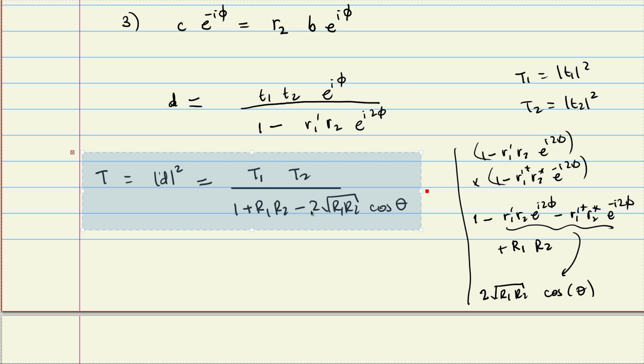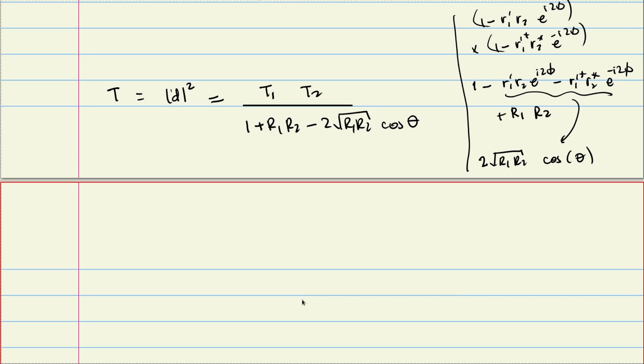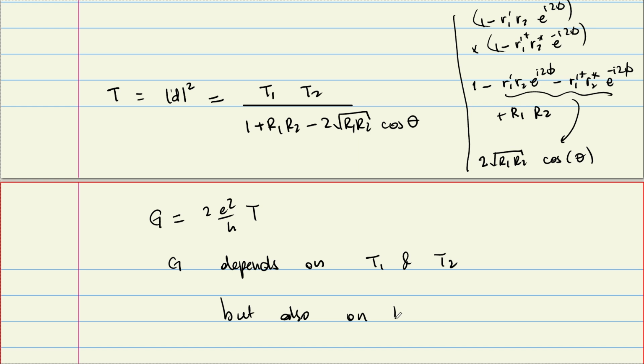Good, and this is the desired result. First, even in this form, it is telling us a couple of things. Because using the Landauer formula, G is equal to 2e squared over h times T, the conductance G depends not only on single impurity quantities like T1 and T2, but also on L12, the distance between the impurities, through theta.